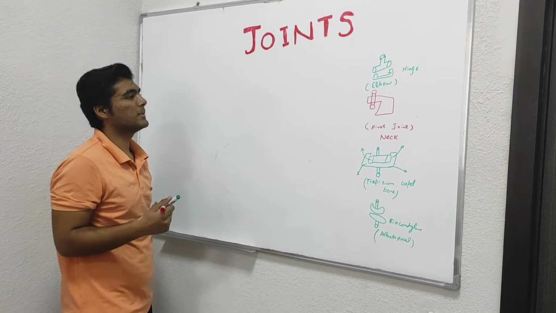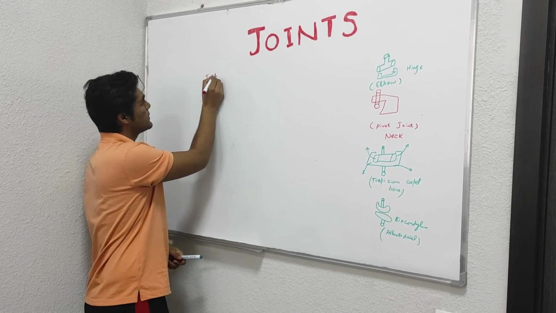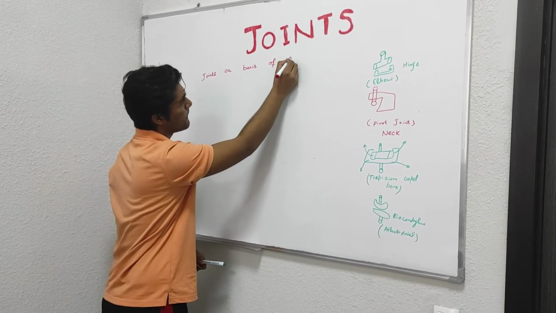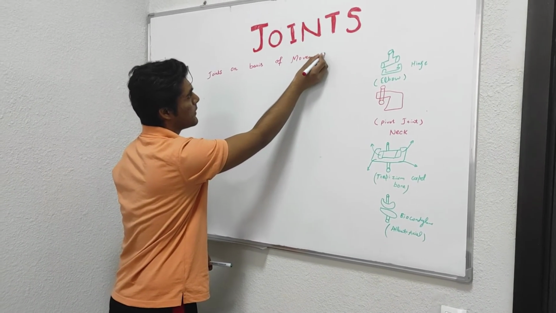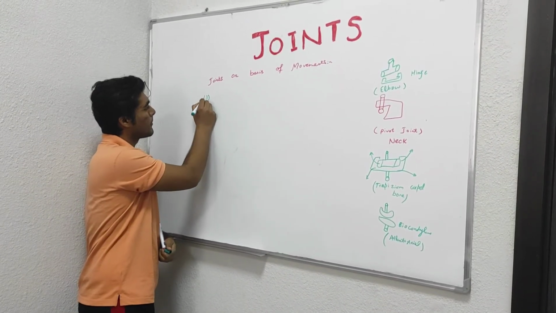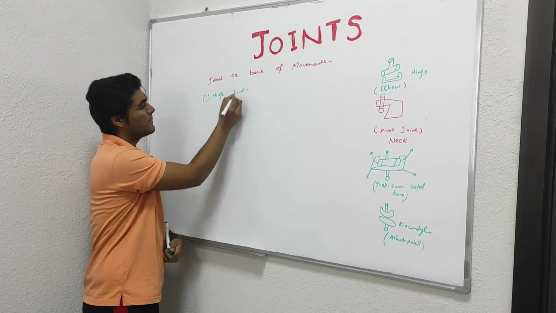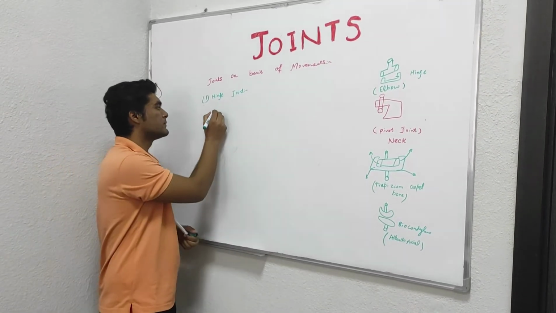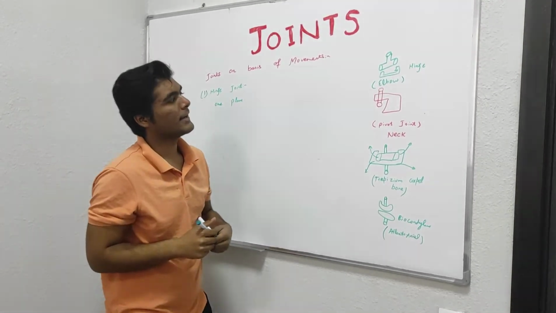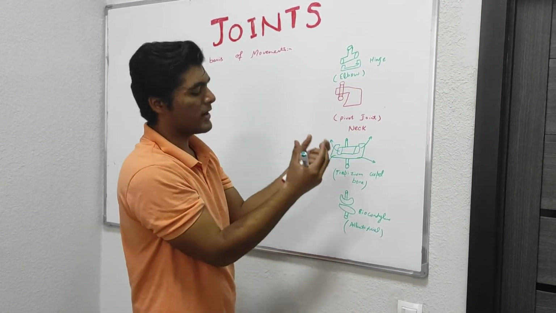Now, I am going to explain the types of joints on the basis of movement. At first, we have the hinge joint. A hinge joint basically shows movement in a single plane, one plane movement. And as an example, we have the elbow joint. And here is a diagram of one plane movement in the hinge joint.